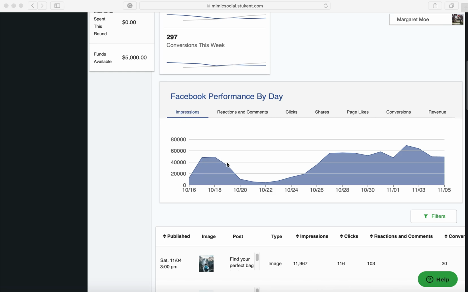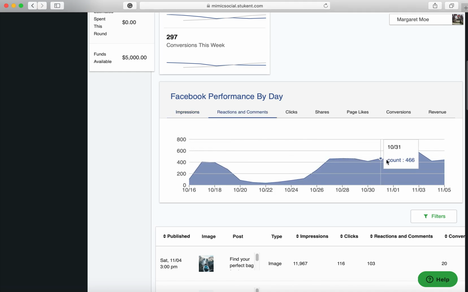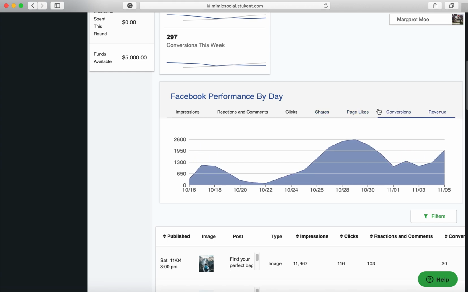Okay, this will also give me a little graph which I can look at. So these are the impressions for the week of the round I just did. I can also look at reactions and comments. So if, for instance, you have a question, how many people reacted or commented on your Facebook posts? This is where you would look. And if they asked you about a particular day, October 28th, how many reacted or commented, you could go, 466. Easy. So there are all these different little tabs that give you those results.